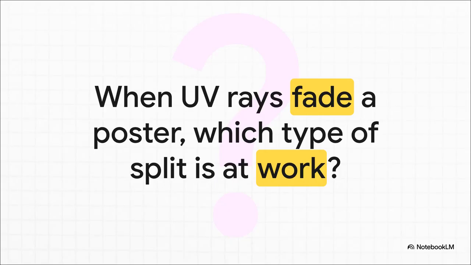So I'll leave you with this. The next time you see a colorful poster that's been left in a window and has been completely bleached out by the sun, you're actually watching millions of chemical bonds breaking. And now you know there are two ways it could be happening. The question is, which kind of split do you think is doing all that damage?